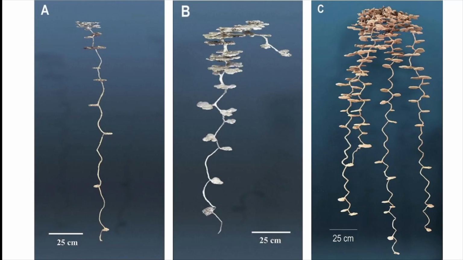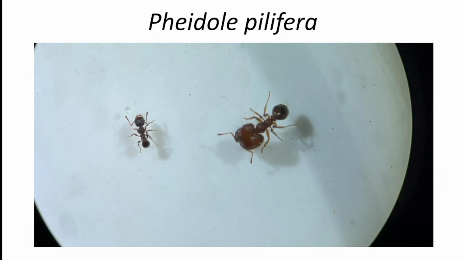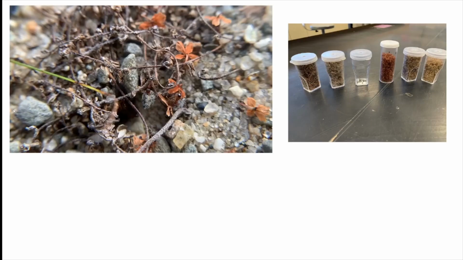And so the images you see here are from the same species of ant, the Florida harvester ant, but as you can see, their nests can look wildly different, and so I am interested in teasing out what causes these variations. The ant I'm working with is called Pheidole pilifera. They are a small ant with a wide distribution throughout the United States, and they have two worker types shown here, the minor worker and the major worker.